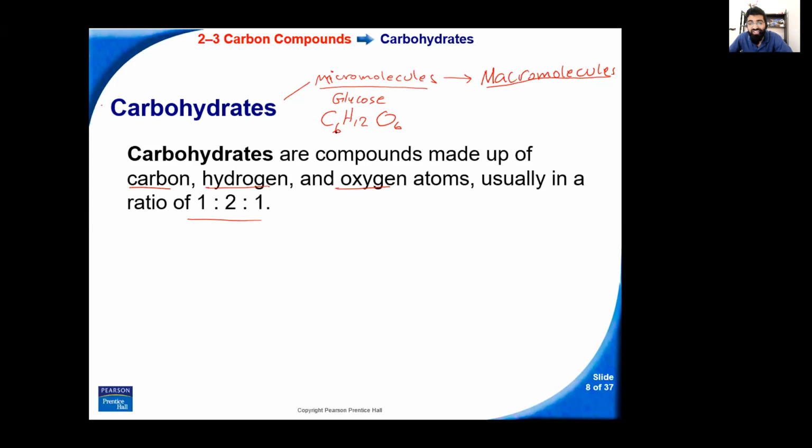What is the ratio here? You know, in mathematics how to calculate the ratio. Divide by the lowest number: divide by 6, divide by 6, divide by 6. So it is 1 to 2 to 1: each one carbon, two hydrogens, and one oxygen. That's what we mean by the ratio. I hope it's clear for all, because this is easy mathematics.